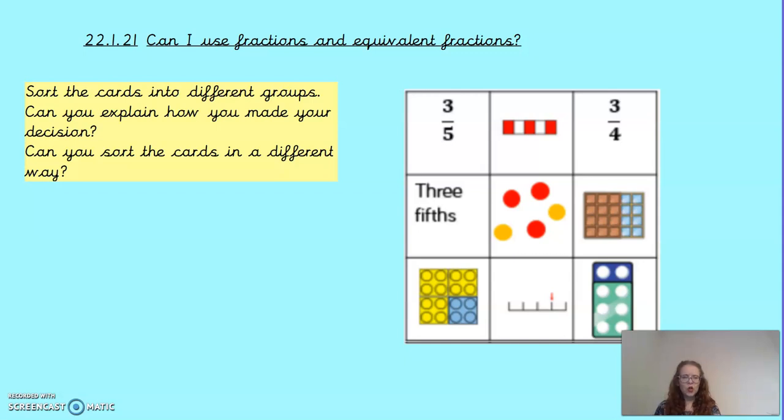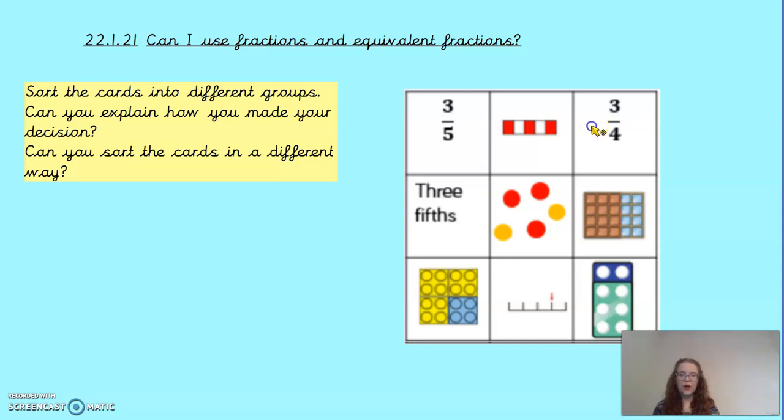Okay, here is your opening challenge. Can you sort these cards into different groups? Now, top tip, there is more than one way to sort them. You could sort them into 2 groups or more than that if you would like to. And there are lots of different ways to do it. But you've got to be able to explain why you've grouped them the way you have. Have a go, pause me, and then I will show you how I've grouped them today.